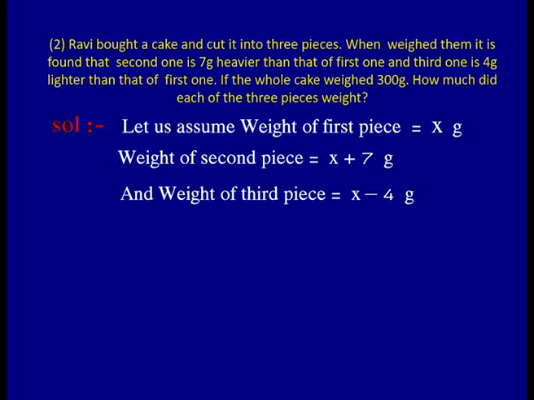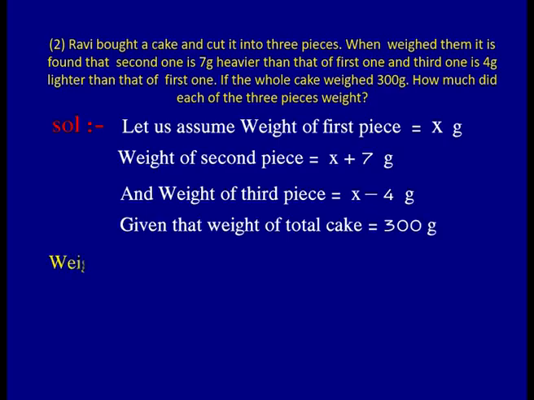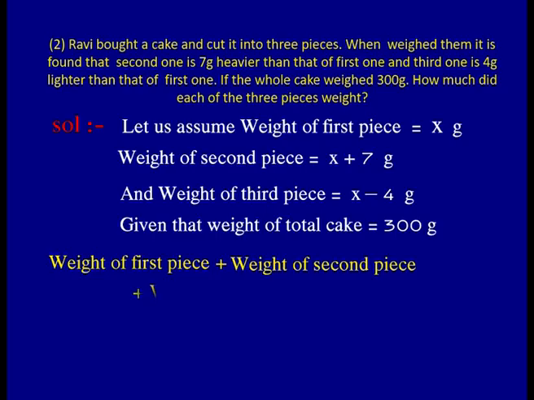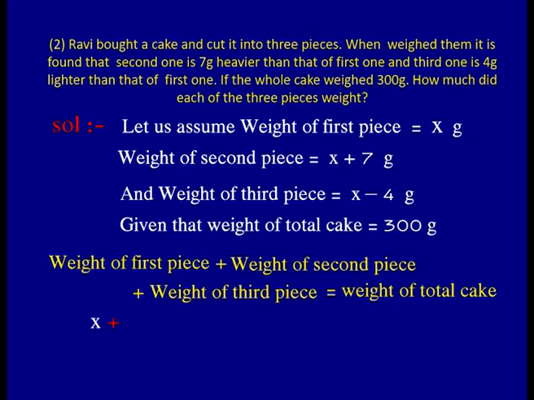Given that the weight of the total cake is equal to 300 grams. Weight of first piece plus weight of second piece plus weight of third piece is equal to weight of total cake. Okay. Now substitute these values. Weight of first piece x plus weight of second piece x plus 7 plus weight of third piece x minus 4 is equal to weight of total cake 300.